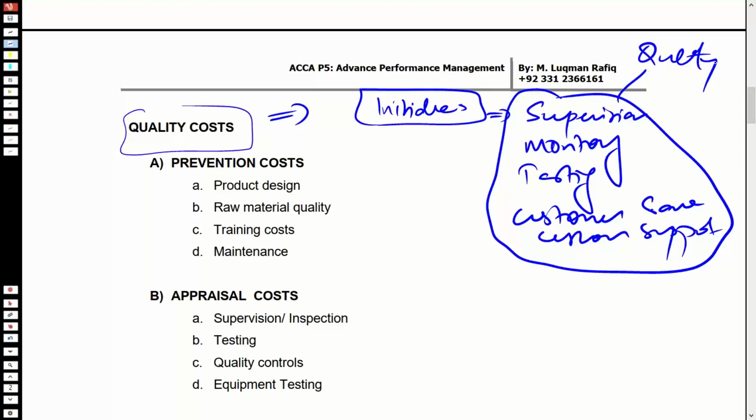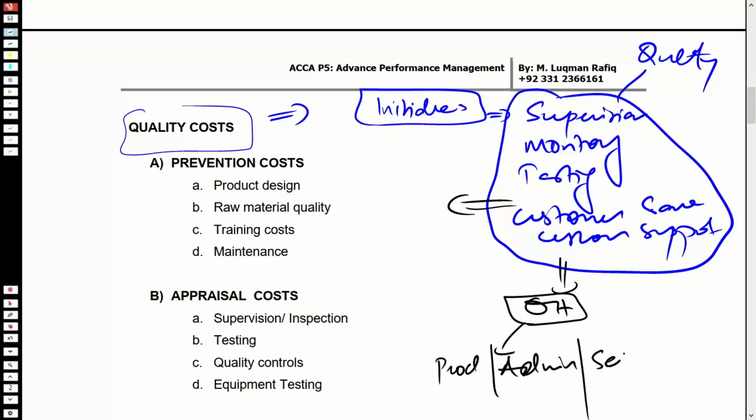Now, if I move a bit forward and discuss a bit further, generally speaking, as a business, these costs tend to be embedded into different things. They're usually considered to be overheads. Some of them are going to be considered as production overhead, some as admin overhead, some as selling overhead, etc. So they would be classified into the different heads.